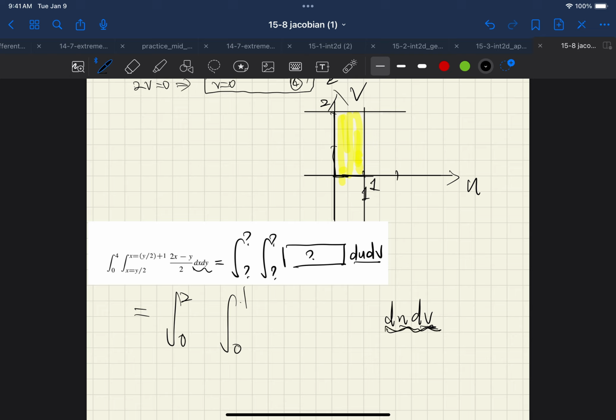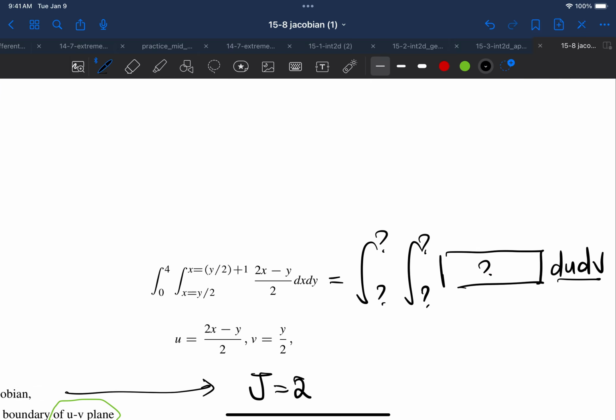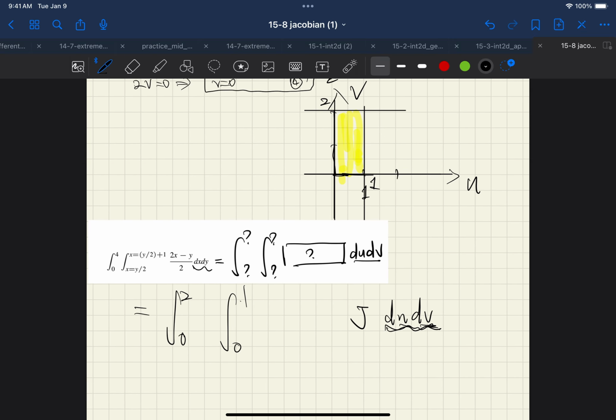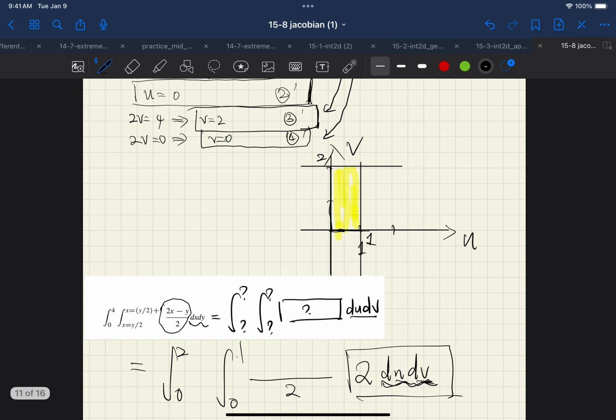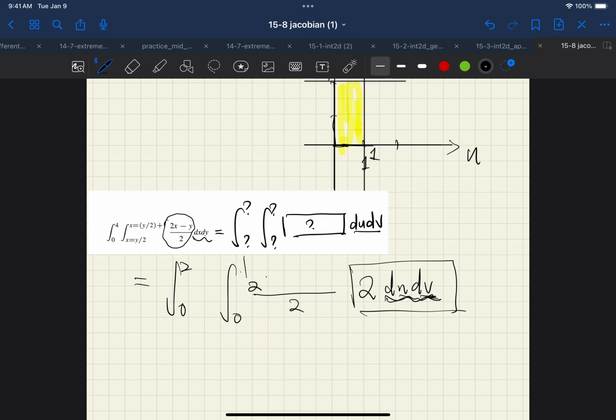When I just write du dv, you may forget the Jacobian. You have to multiply by the Jacobian. And if we look back, what is the Jacobian? The Jacobian is 2. So when you write du dv, you have to multiply by 2 as its Jacobian. Then we do the simple substitution. We know that x equals u plus v, so 2x is 2 times u plus v.